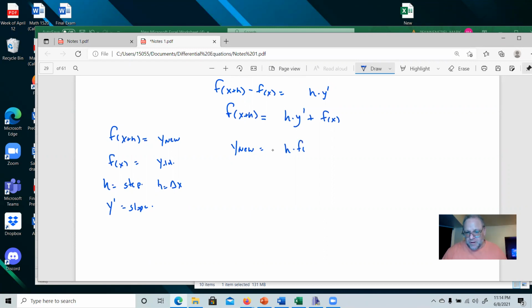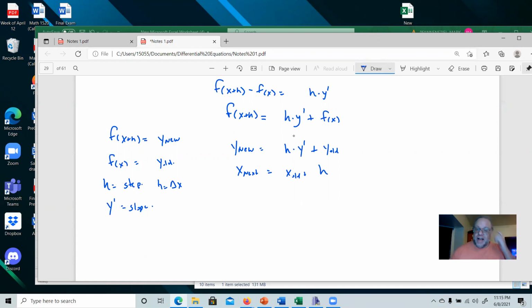So our formula for Euler's method is that our new y value is equal to h times our y prime value, right, our slope, our step times slope, plus our old y value. And what we're doing is we're just going through x's, right? We're just going to step our x. Our new x is going to be our old x plus h.